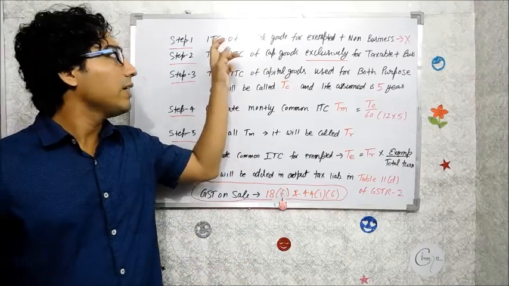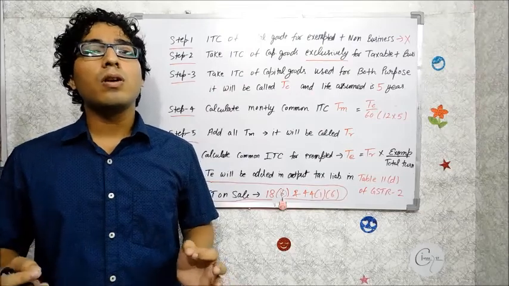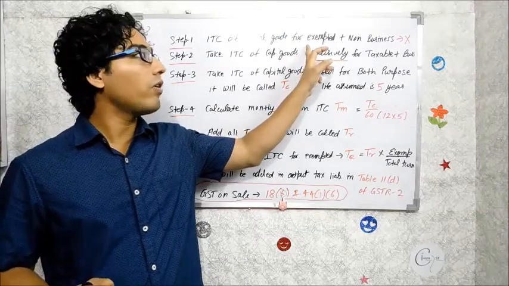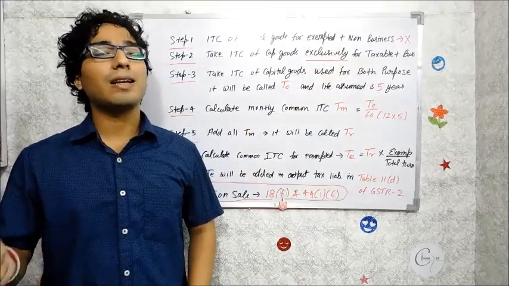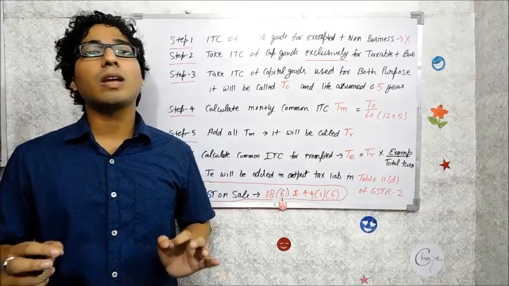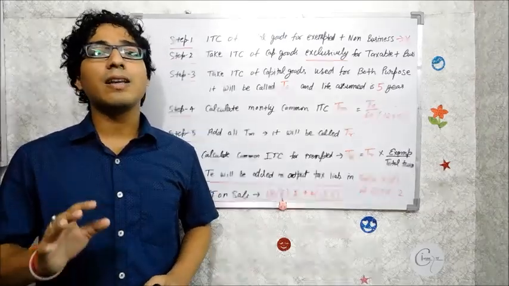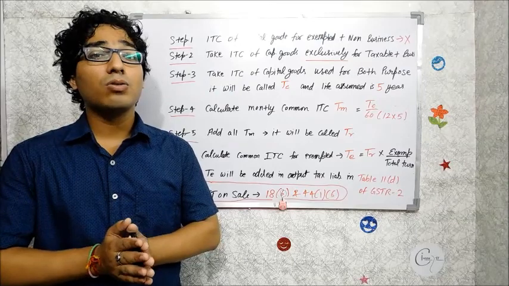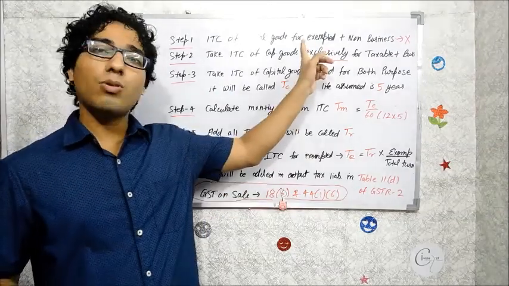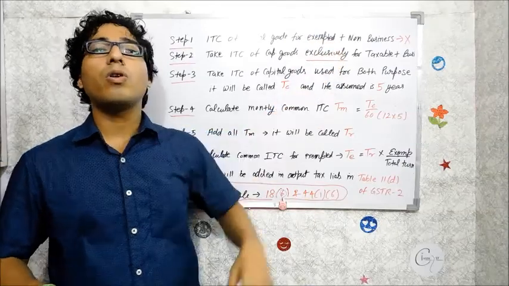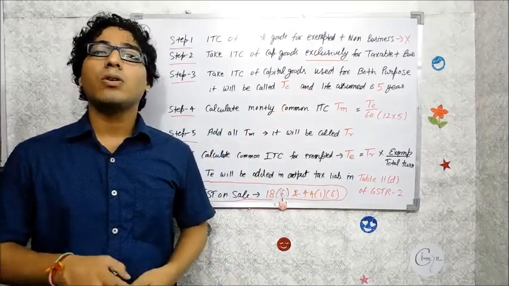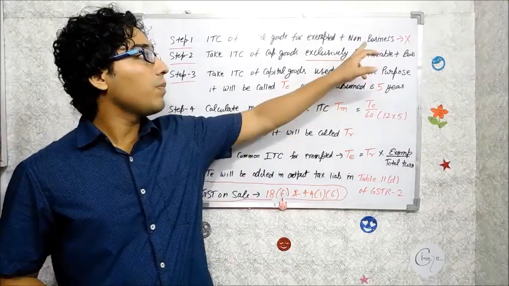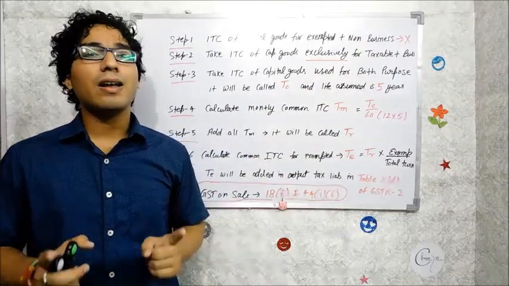Step number 1: the input tax credit on the capital goods which are used exclusively for exempted supply or non-business related activity will not be taken as input tax credit in your books of account. So remember, don't take the input tax credit of capital goods which will be used exclusively for exempted supply or for non-business activity. If you are using some capital goods for exempted supply, or for non-business activities, don't take the input tax credit regarding those capital goods.